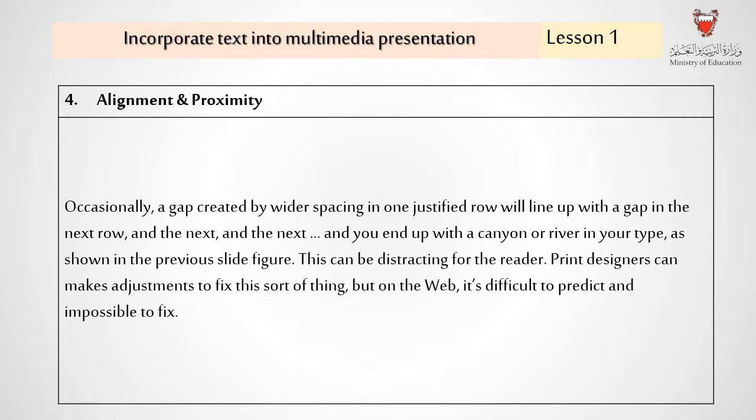Occasionally, a gap created by wider spacing in one justified row will line up with a gap in the next row, and the next, and the next, and you end up with a canyon or river in your type, as shown in the previous slide figure. This can be distracting for the reader. Print designers can make adjustments to fix this sort of thing, but on the web, it's difficult to predict and impossible to fix.